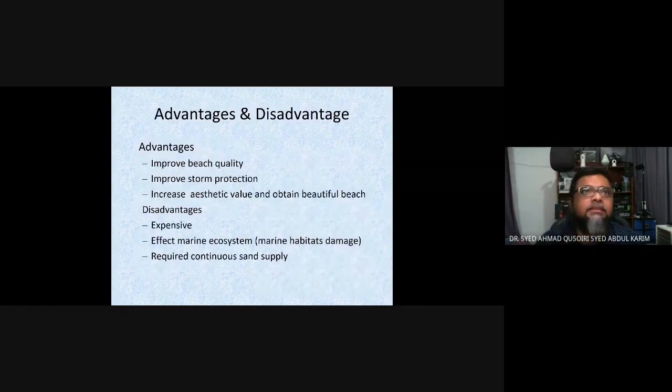Advantages and disadvantages. Improve beach quality, improve storm protection, aesthetic value pun bagus. Kan? Tak ada Mak Saleh nak berjemur atas batu lah. Okay? Dia nak pasir. Okay? Disadvantage, expensive. Operation ni mahal. Kan? Mana ada construction murah-murah. Okay? Effect marine ecosystem. You pump keluar pasir daripada one place and dump it to the other place, obviously akan mempengaruhi kehidupan marine. And require continuous sand supply.